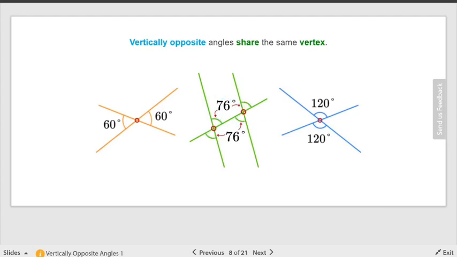All right. How about this one? 120 degrees is opposite what? 120 degrees. Okay? So if this is A and this is B, are they opposites or adjacent? Opposites. Yes, and they are 60 degrees. Don't forget the degrees part.